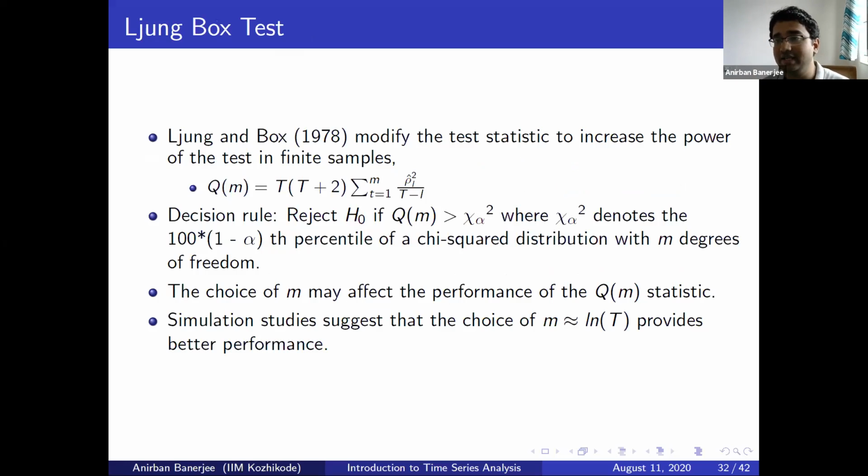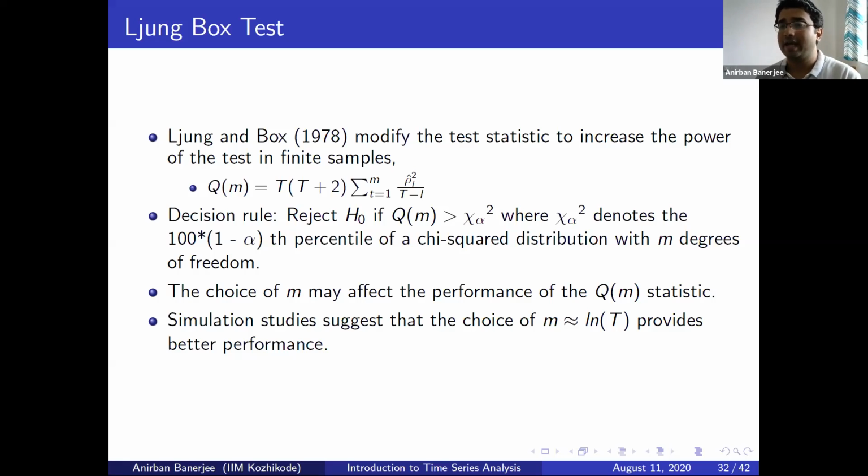As you can see, the choice of m can affect the performance of the statistic. So let's say you have a data series which has T number of observations, which in our last case was 996. It has been shown that if you choose an m which is close to ln T, the natural logarithm of T, then it should give us a good idea.